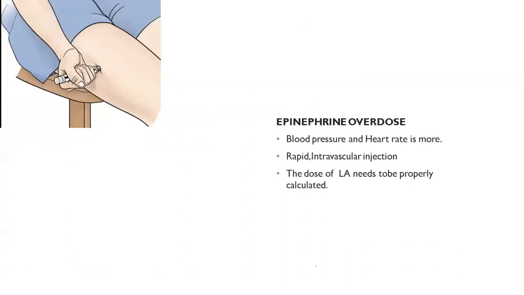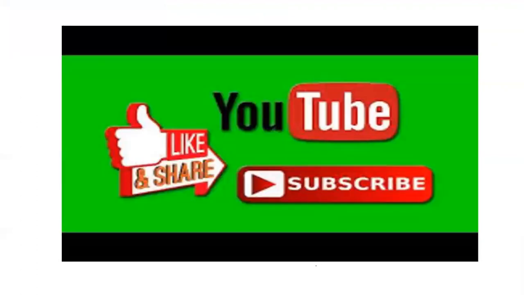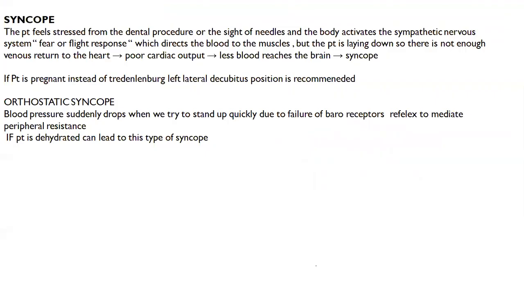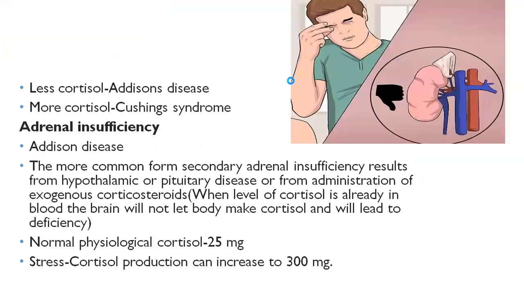And in epinephrine overdose, you can see tachycardia, that is increase in heart rate and blood pressure, and it happens because of rapid intravascular injection. So always the dose of the LA needs to be calculated. Let me give you a quick overview. We have studied about epinephrine overdose and syncope. I told you when there is poor cardiac output and blood reaching the brain is less, there is syncope. The main position used is Trendelenburg position, but if the patient is pregnant, you use left lateral decubitus position.